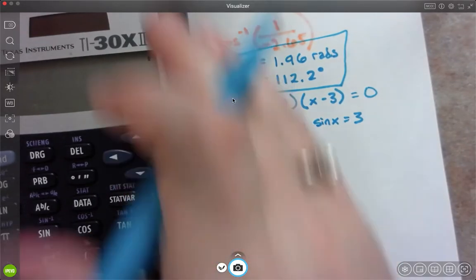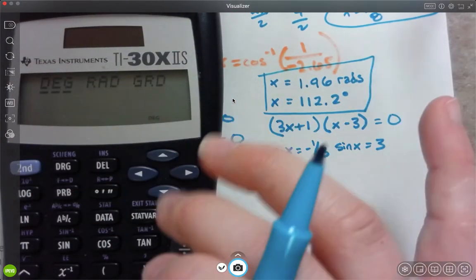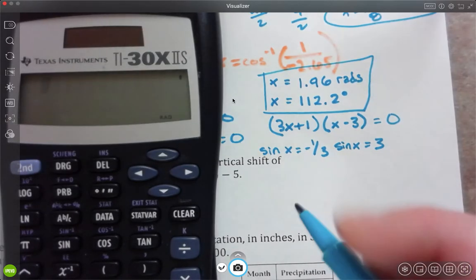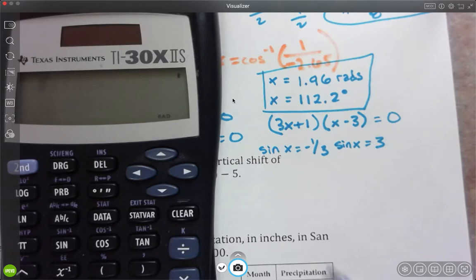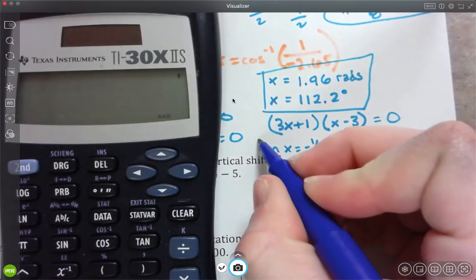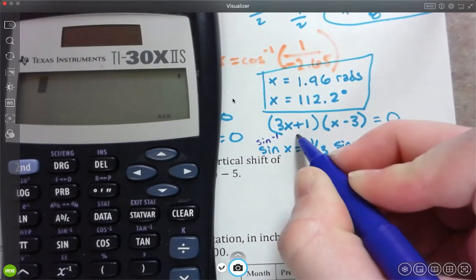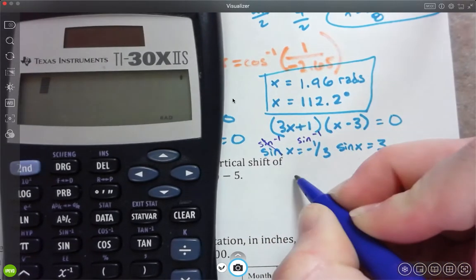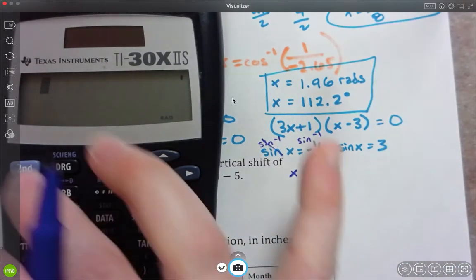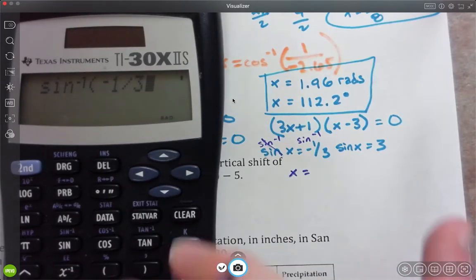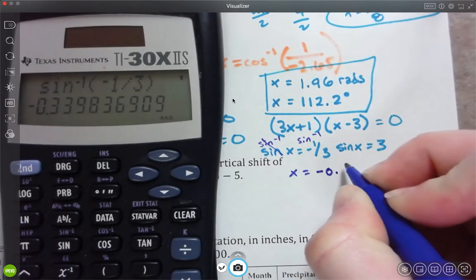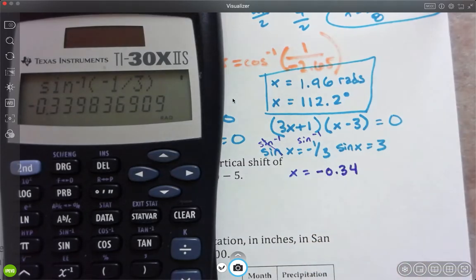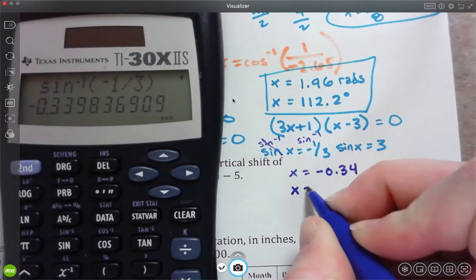I'm going to go back to radians. I'm going to put my calculator in radians, and what I need to do is find this first one. I'm going to take inverse sine. So x equals inverse sine of -1/3. And it is going to give me in radians negative 0.34, let's say. Negative 0.34.